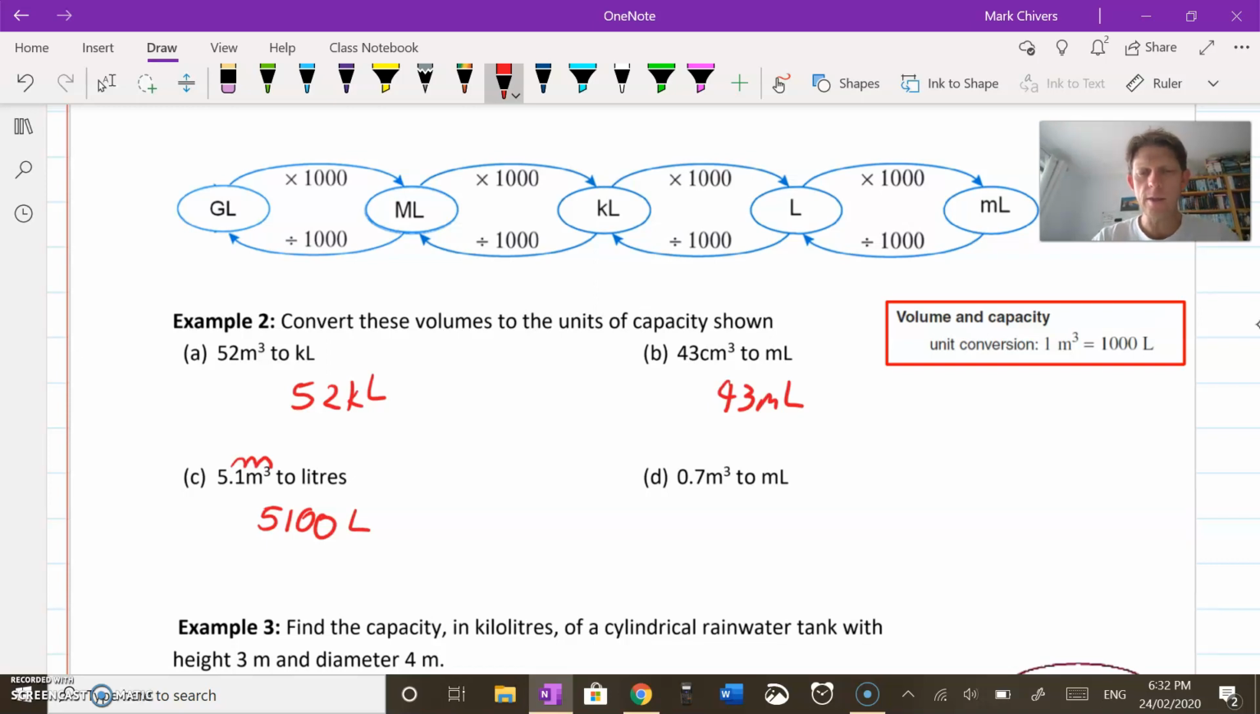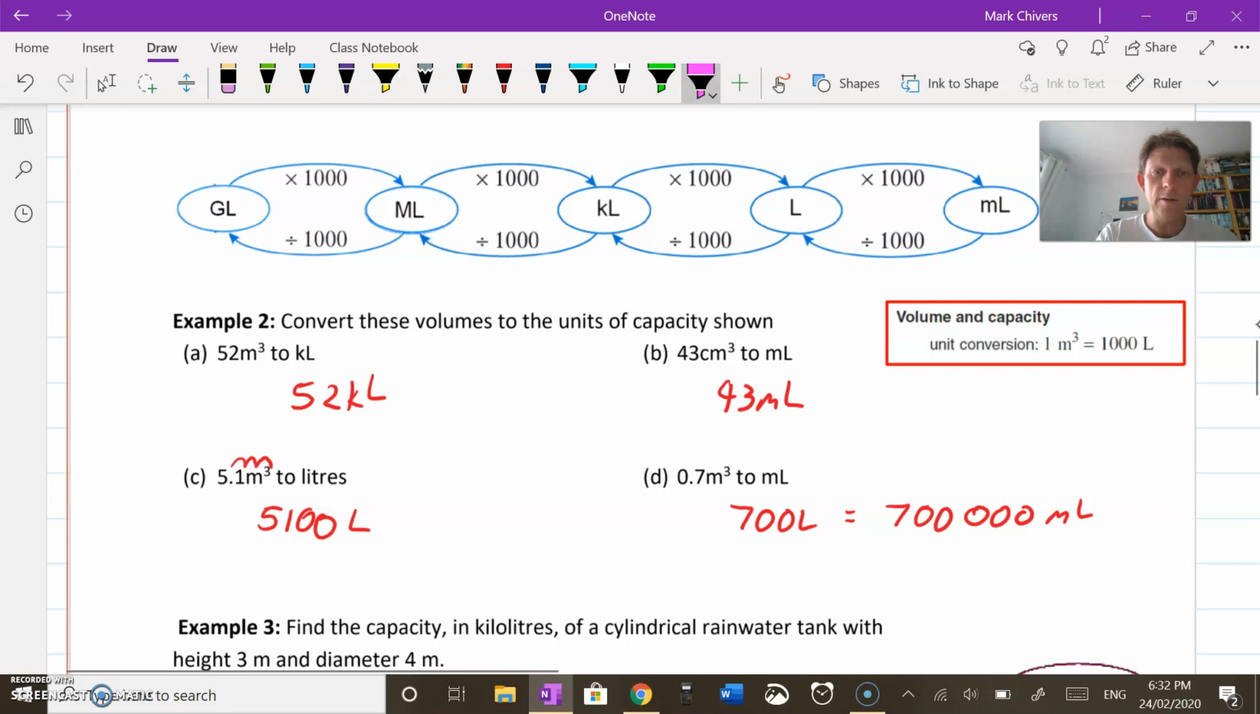And then the last one there is we want 0.7 of a metre cubed into millilitres. I would probably be tempted to move this to litres first. For every metre cubed, you've got 1,000 litres, so I've got to multiply 0.7 by 1,000, which leaves me with 700 litres. And for 700 litres, I'd need 1,000 times more millilitres than litres. So there we go.